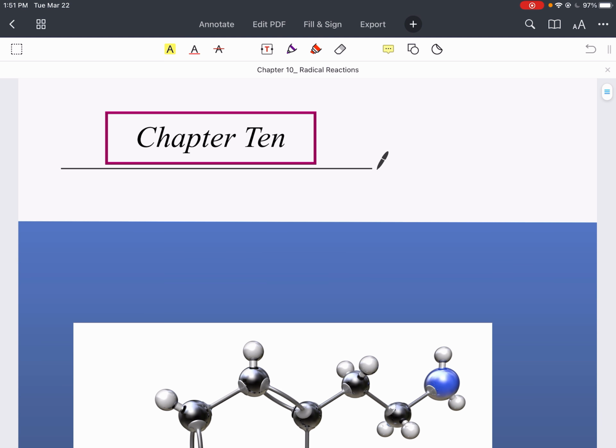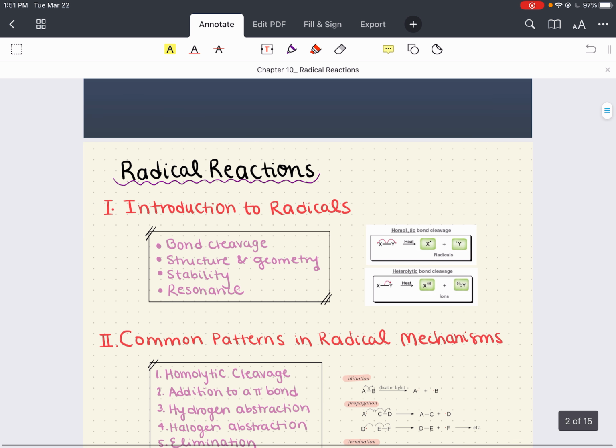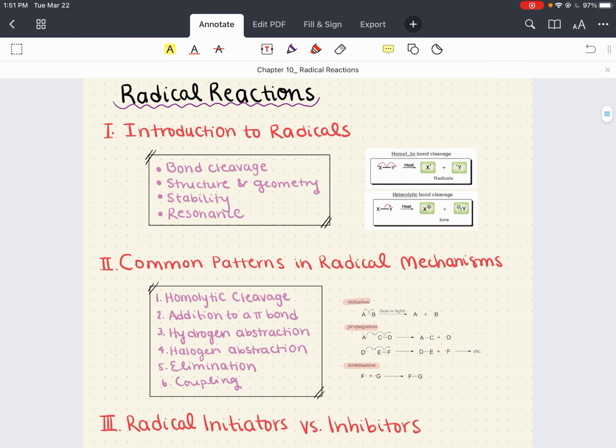Today we're going to go ahead and start chapter 10. Now, in this chapter, we will be discussing radical reactions. We're going to start with an introduction to radicals, and in this introduction, we're going to discuss bond cleavage as well as structure, geometry, stability, and even resonance of radicals.